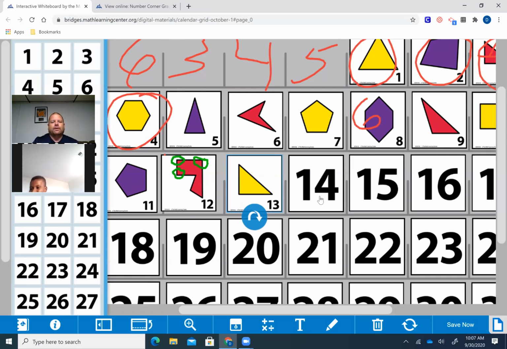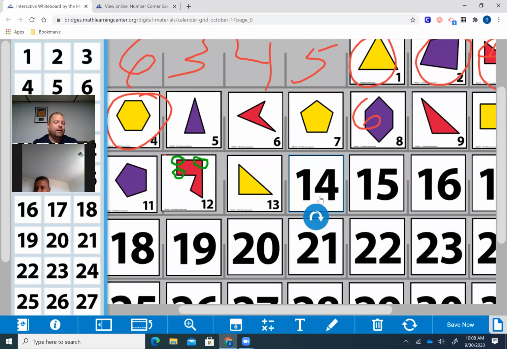Okay. What do you think 14 is going to be? It's going to be purple. The color is going to be purple, and it's going to have 4 sides. Do you know what we call a four-sided polygon? Hexagon, I think. No, hexagon is 6. It starts with a Q. It's called quadrilateral.